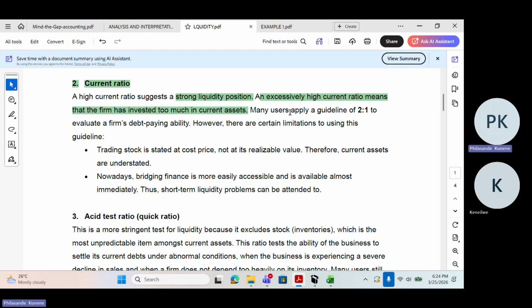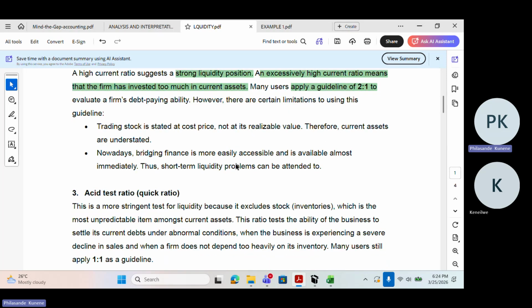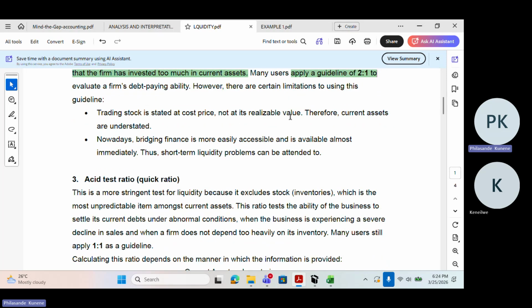Now, they say many users apply a guideline of 2:1. That is the norm. Our current ratio should always be around 2:1, not far from this. To evaluate a firm's debt paying ability, however, there are certain limitations to using this guideline. Trading stock is stated at cost price, not at its realizable value. Therefore, current assets are understated. Nowadays, bridging finance is more easily accessible and is available almost immediately. Thus, short-term liquidity problems can be attended to.